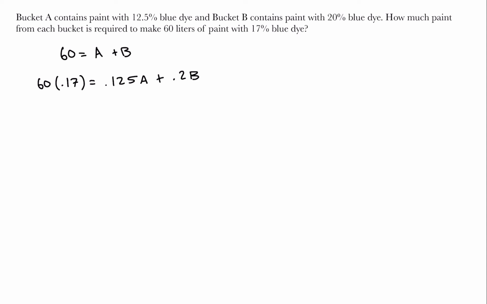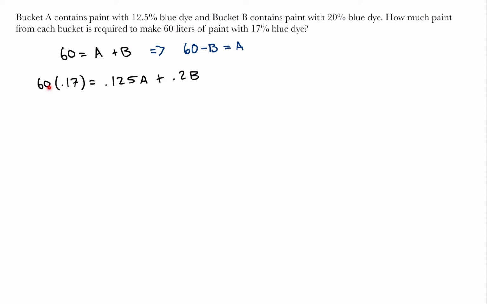So now we can solve for them using either elimination or substitution. I'm going to do substitution, so I'm going to rewrite this top equation in terms of either A or B. So to do that, I'll say that this top equation could also be 60 minus B is equal to A. And now that I've got it in terms of A, I can plug this into this bottom equation down here.